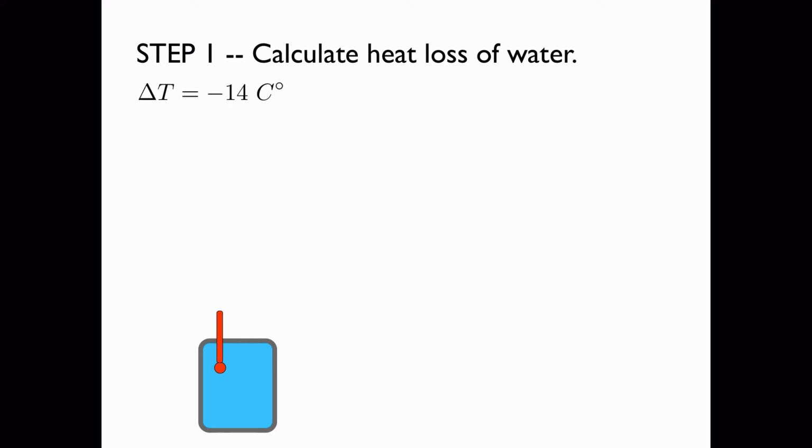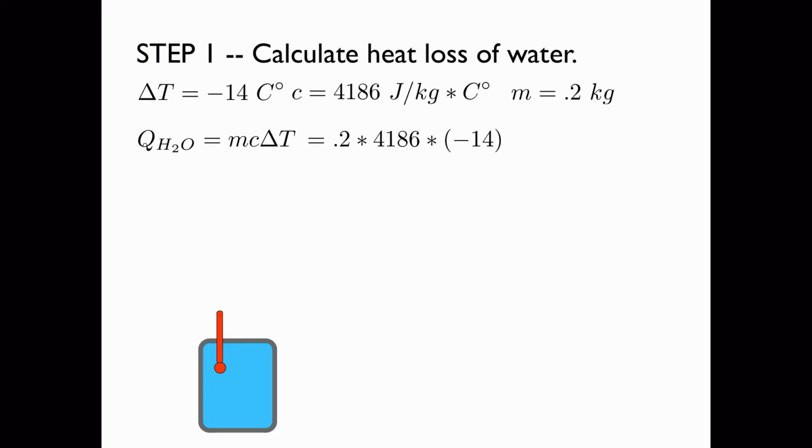The change in temperature is -14 degrees Celsius as the water goes from 18 to 4 degrees. We have the heat capacity of water and the mass, which is 200 grams or 0.2 kilograms. The heat loss is given by this equation and is equal to -11,700 joules.